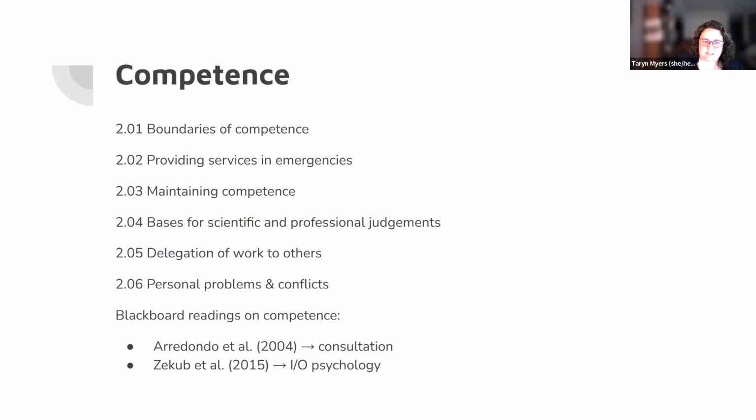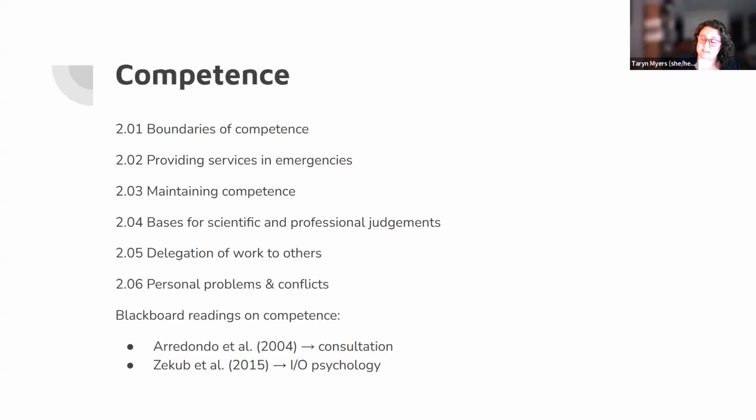Our bases for scientific and professional judgment should be based on the science of psychology, right? So we should be pulling from research on therapy, research on what works in a variety of situations.